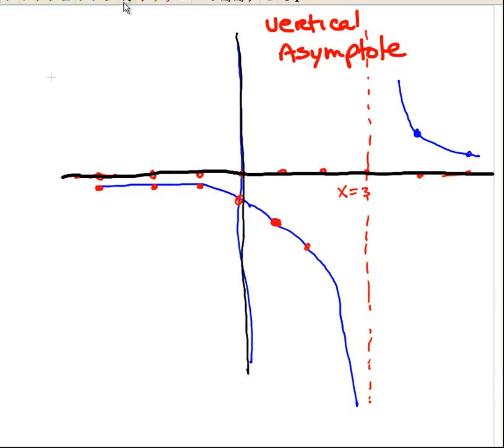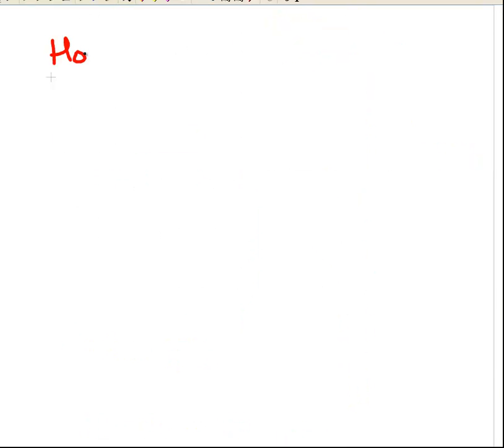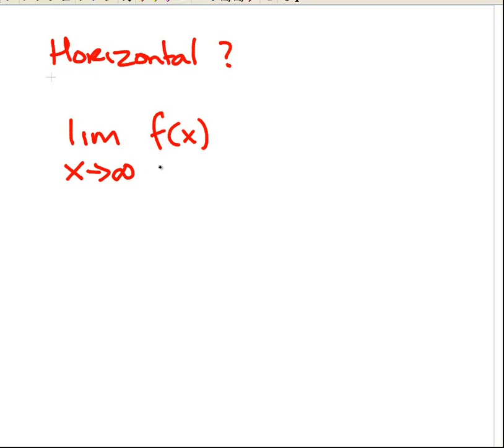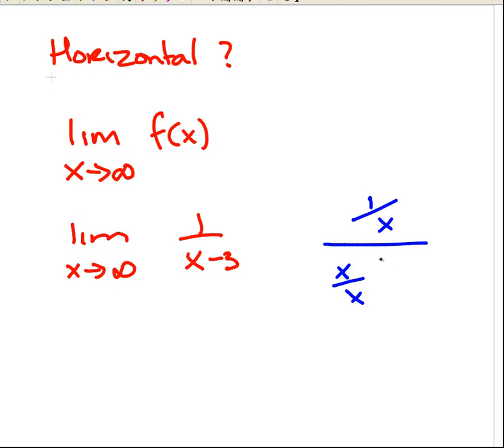Now, is there a horizontal asymptote? They don't always exist, by the way. So, the limit of f of x as x approaches infinity. The limit as x approaches infinity of 1 over x minus 3. Essentially, this is one situation where we divide by the highest power. So 1 over x, x divided by x, minus 3 divided by x. That's a very straightforward limit.